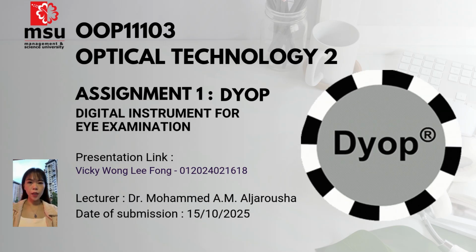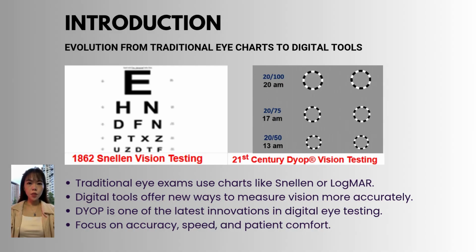Today I will be presenting on Dyop visual acuity testing, a modern digital instrument used in the eye examination. Visual acuity is one of the most essential measures in eye care because it reflects how clearly a patient can see. Traditionally, methods such as the Snellen chart or the LogMAR chart have been used. However, these methods are not always precise, and sometimes patients memorize the letters or struggle due to language barriers. With advancements in technology, digital testing methods like Dyop have been developed to improve accuracy and efficiency.